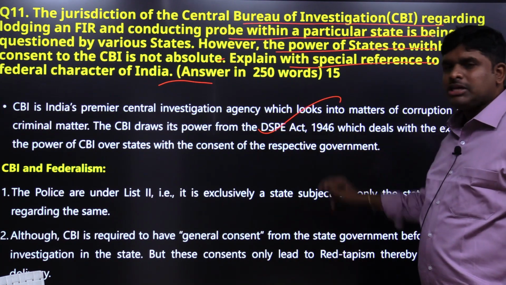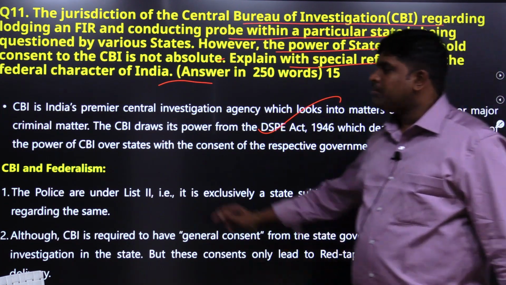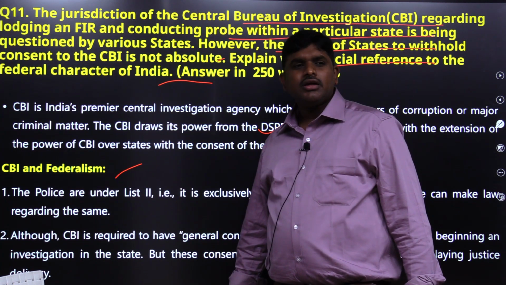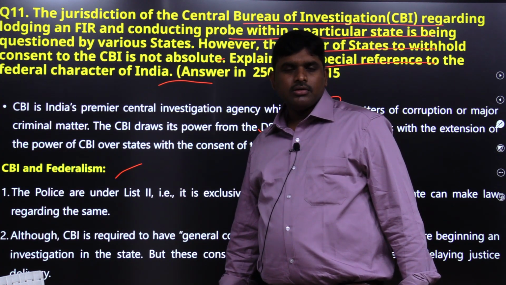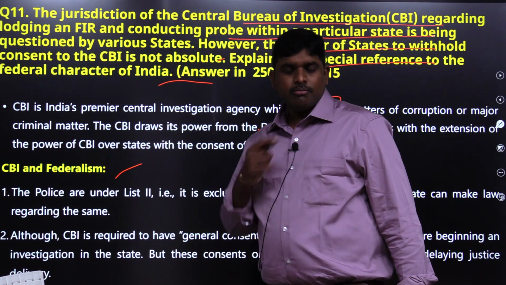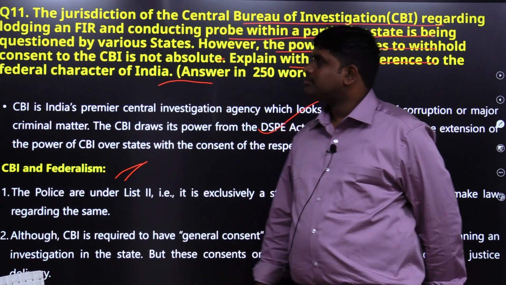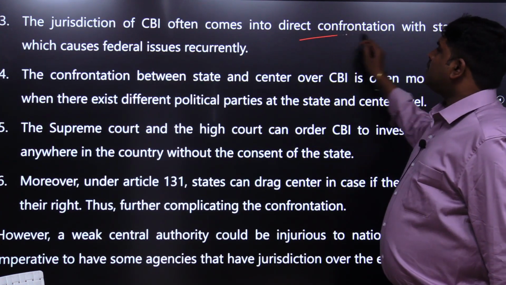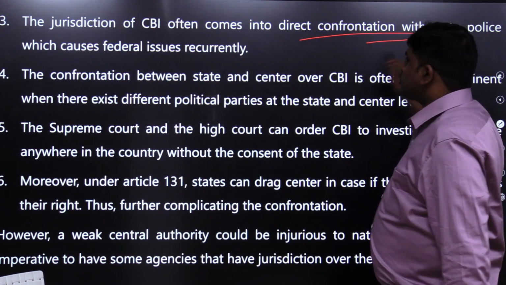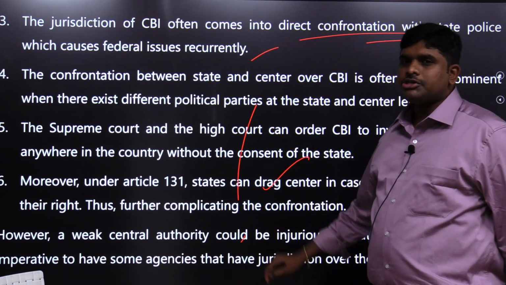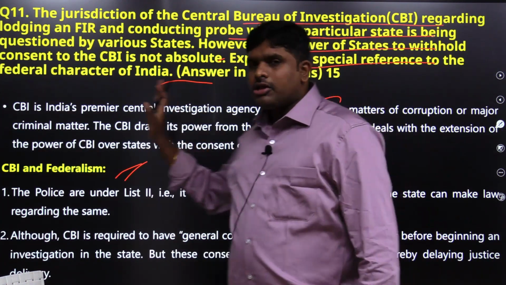So first you will write about CBI. The big question is CBI and federalism. Why? Because CBI is called a caged parrot, speaking its master's voice. The master is the central government. CBI often comes into direct confrontation with state police, which causes federal issues. The weak central authority. So there are some issues.